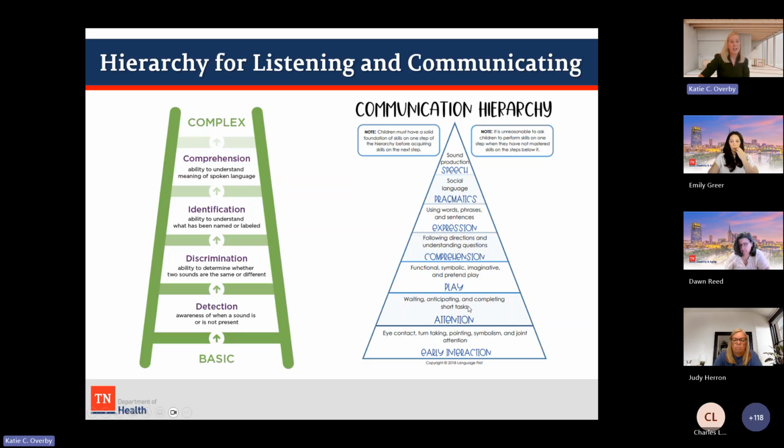In terms of a communication hierarchy, this is something that we would look at if a child was using sign language or a combination of language modalities. So again, that early interaction is really that detection. We're making sure that they have eye contact, that they're turning towards the listener. That detection also is giving them that visual of, oh, I hear that. They've watched it. They know they're supposed to stop and listen and pay attention to something. We're going to call their attention to something. Then we can work through play, comprehension, expression. We're going to move into those words and phrases.